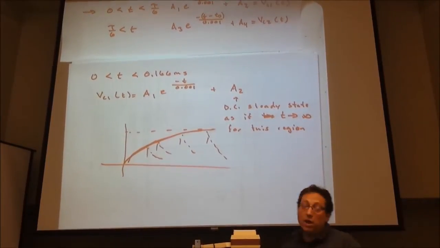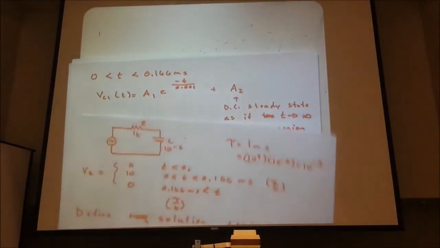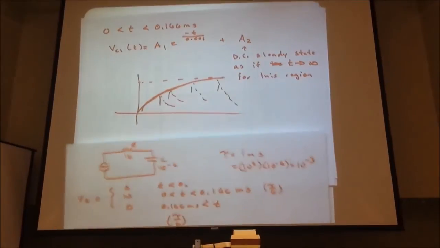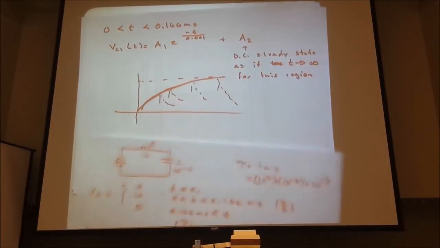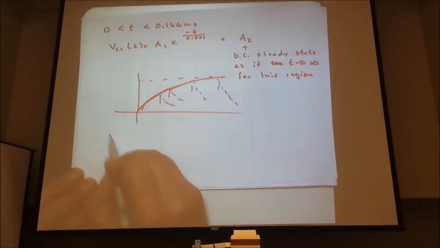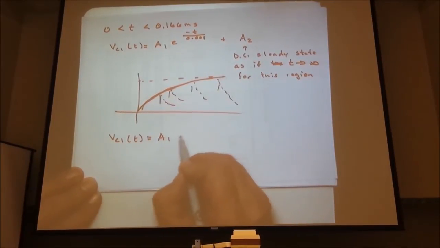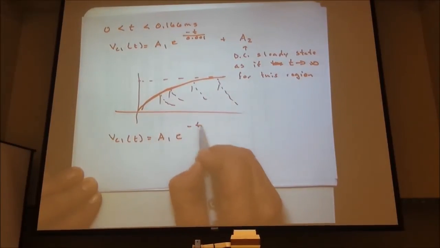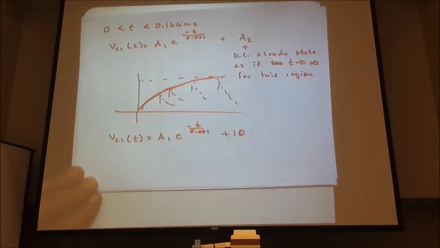And that matters. And we can go back to our definition then. What is it? It's 10. There's our step function source. We turn it on, it has a voltage of 10 volts. And we can go in and say, from our analysis, A1 e to the minus t over 0.001 plus 10.